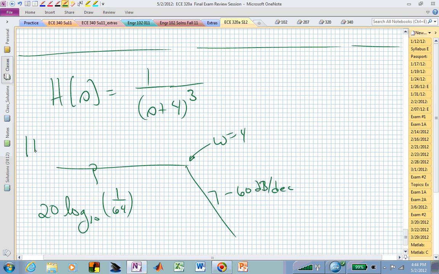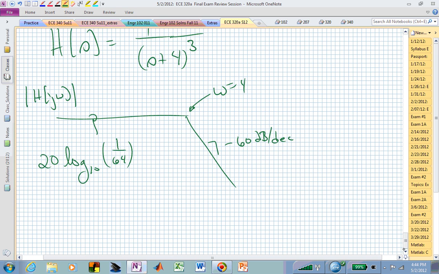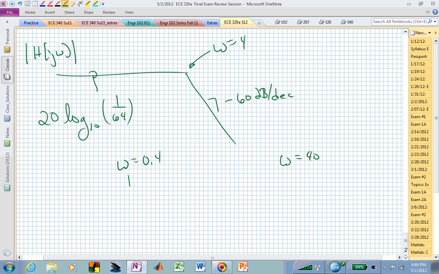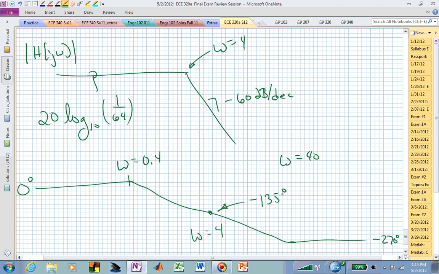So that was the magnitude of H of j omega. The question was, what's the phase, really? And now the phase will be transitioning from omega equal to 0.4 up to omega equal to 40. And now it will be going between 0 degrees and minus 270 degrees. And we've agreed to do this with a straight line. That's supposed to be a straight line, and it's sloping at 3 times minus 45, or minus 135 degrees per decade, which says, what's the angle right there at the break frequency? This will be halfway between, or minus 135 degrees. Is that okay?